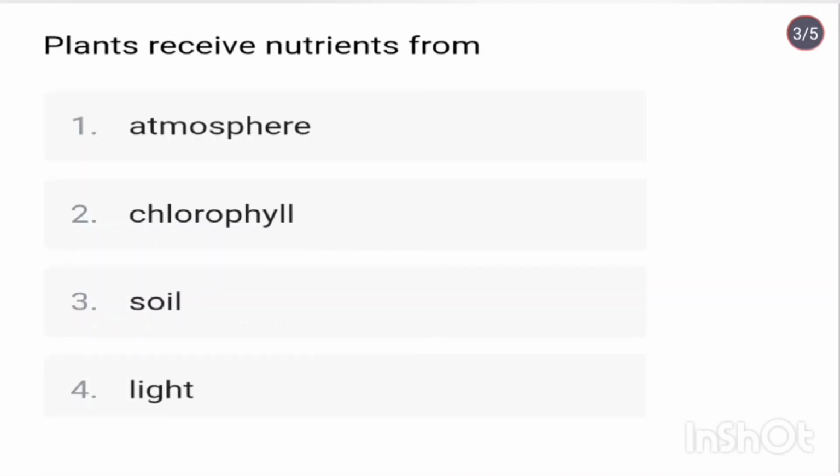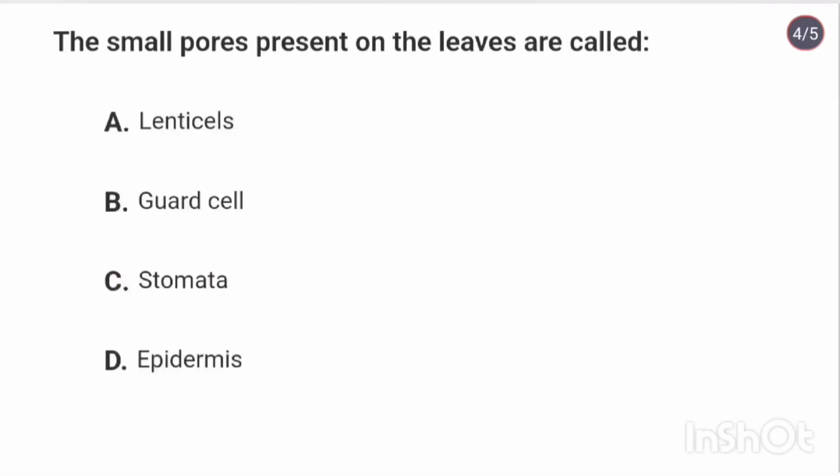Plants receive nutrients from soil. Soil is the main source of nutrients for plants because it is soil which contains humus, water, and minerals for the proper growth of the plant. The small pores present on the leaves are called stomata. Stomata are the small pores present on the leaves of the plants. It helps the plants in the exchange of gases and transpiration.